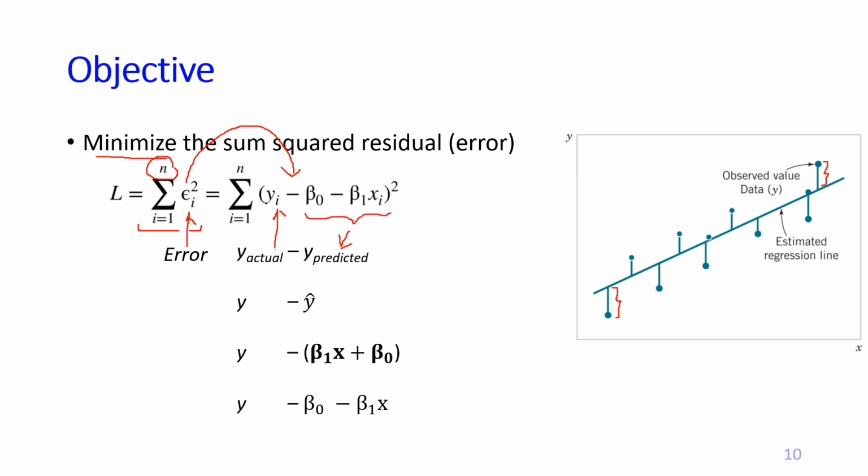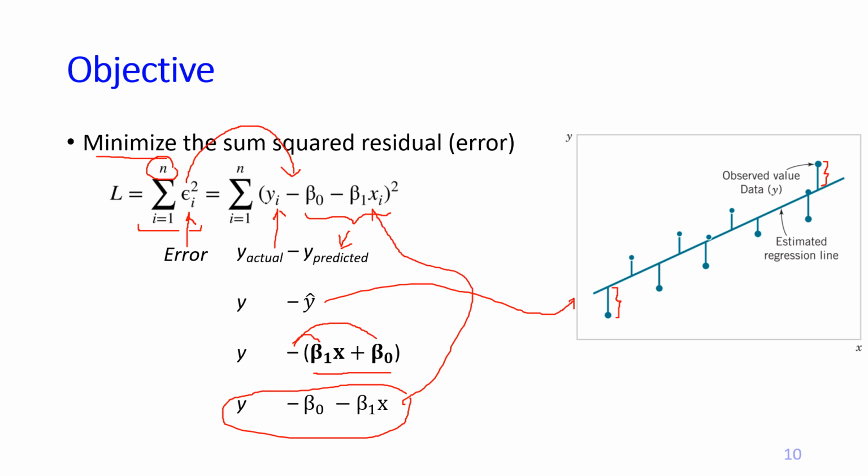Okay, so our prediction comes from this regression line. So we can say this is beta 1 times x plus beta 0, and then if we multiply the minus to the parenthesis inside, we arrive with this thing here, which is the same as the formula above. Okay, so this is the function. We also call it the loss function. This is the loss function that we would like to minimize. Once we have minimized this loss function, we can say that we have found the best regression line.